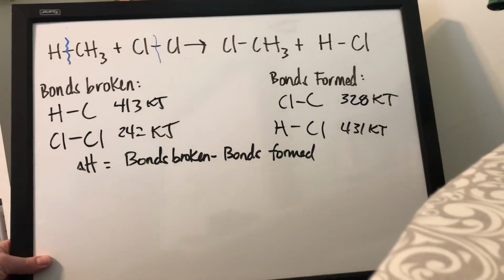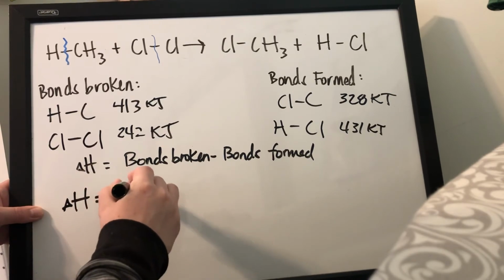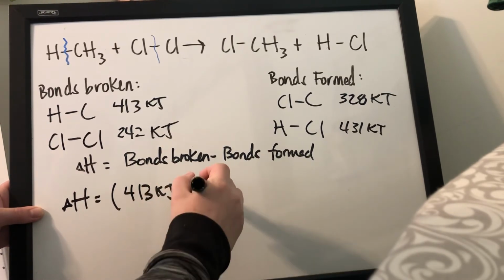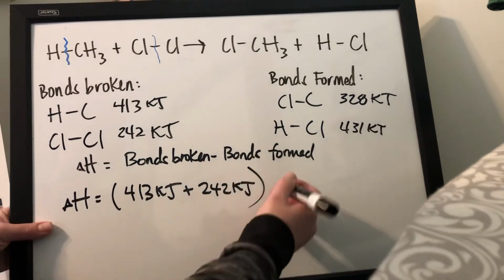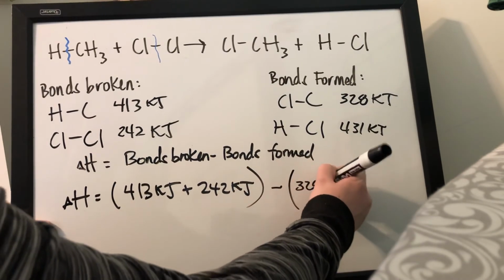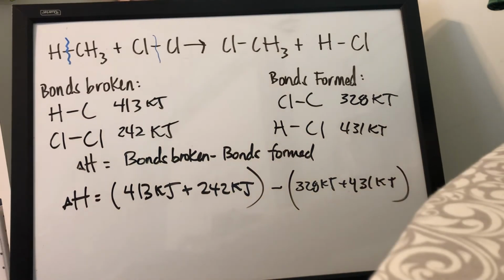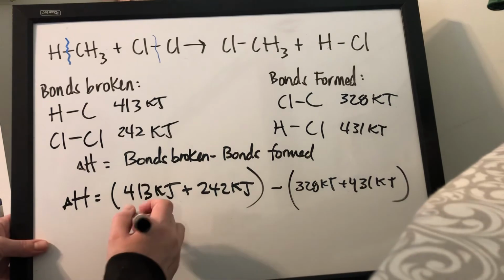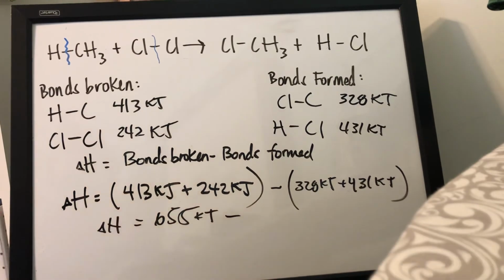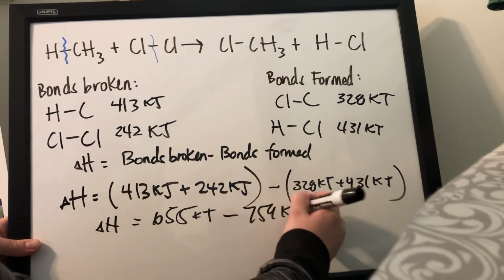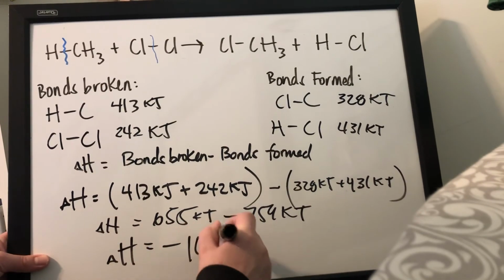Then I just apply my formula: the sum of the bonds broken minus the sum of the bonds formed. I broke a 413 kilojoule bond and a 242 kilojoule bond. Those are my bonds broken, and I'm going to subtract from that the sum of my bonds that are formed. This becomes 655 kilojoules, and the other one becomes 759 kilojoules. When we do the math, delta H for this reaction is negative 104 kilojoules.